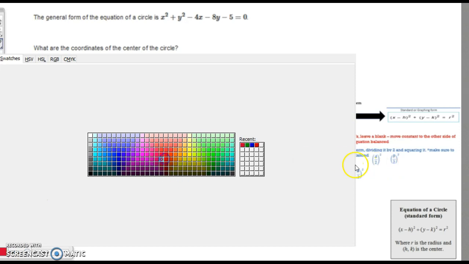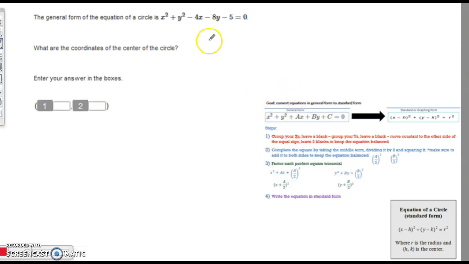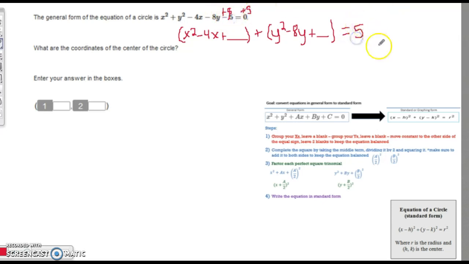So the first step of completing the square, we want to group our x's, leave a blank. So x squared minus 4x plus blank. Then we want to group our y's. So y squared minus 8y and leave a blank. We want to move our constant, our regular number, over. So I'm going to add 5 to each side. So it's going to equal 5, and then we have to put both blanks on this side as well, because whatever you do to one side of the equation, you have to do to the other.